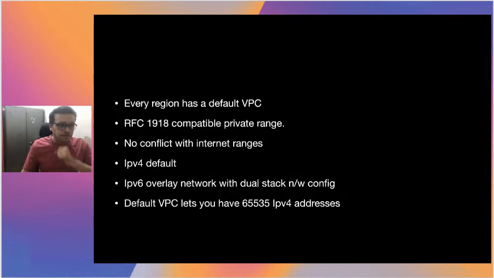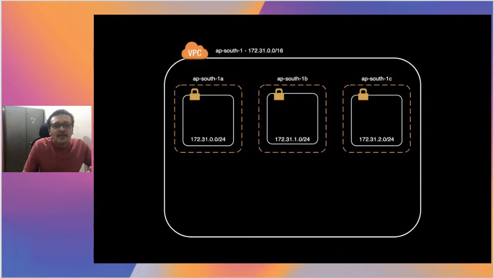Now, let's move on. Given a bunch of IP addresses, how do I use them? You break down your entire network block into what are called subnets. If we take a region called AP South 1, I am saying that out of the /16 block, I want to use 3 blocks, each having 255 IP addresses. That is what /24 means.